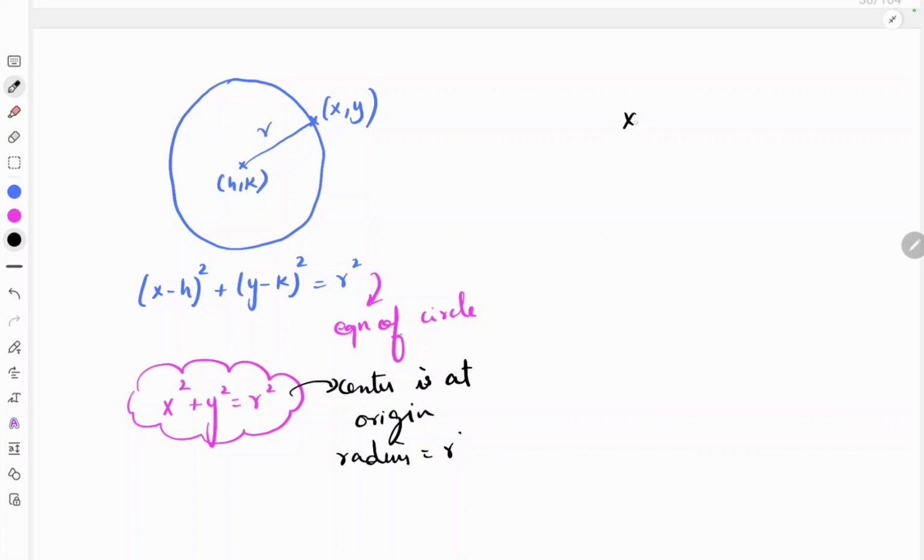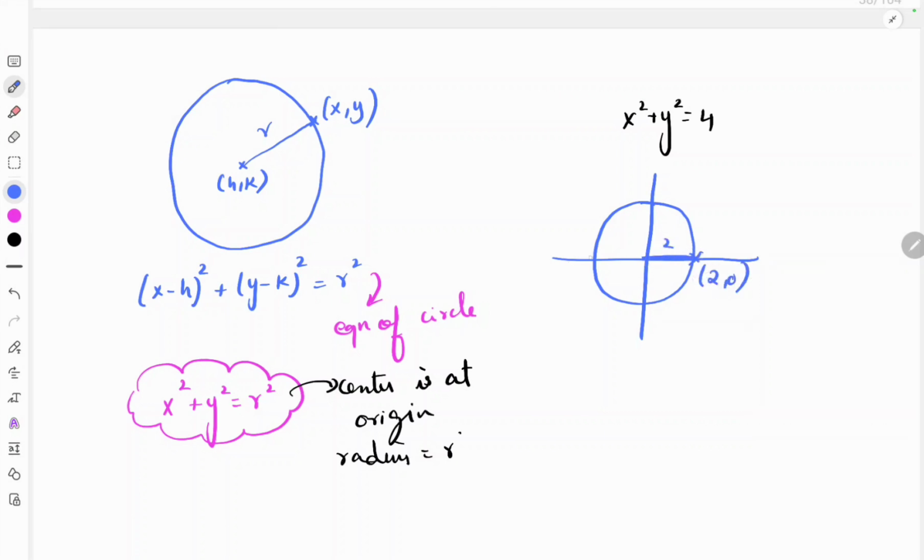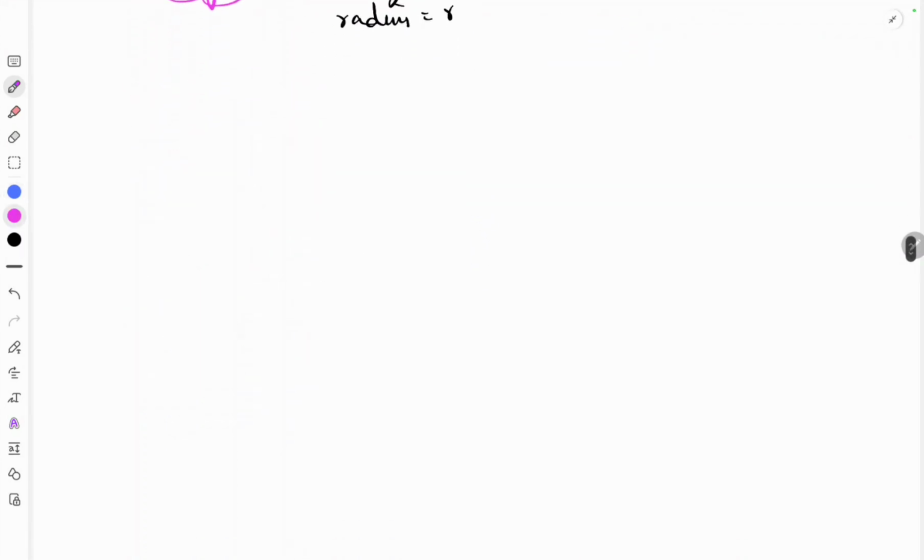Suppose I have the equation x square plus y square equal to 4. How to draw this? The center is the origin and the radius is 2. So this distance is 2. This point will be 2 comma 0, this will be minus 2 comma 0, this will be 0 comma 2, and this will be 0 comma minus 2. So this is the circle we have. Next, parabola.